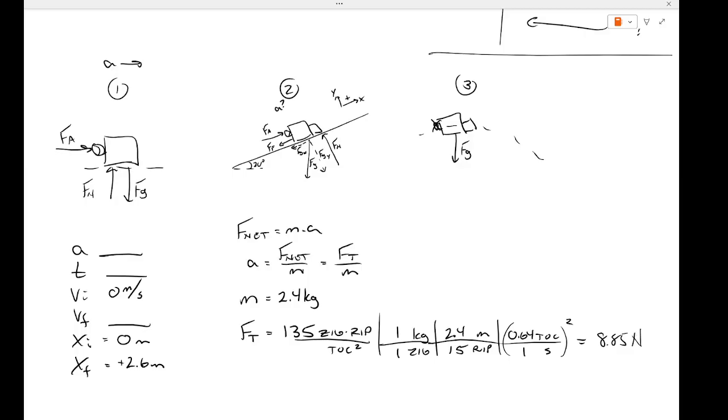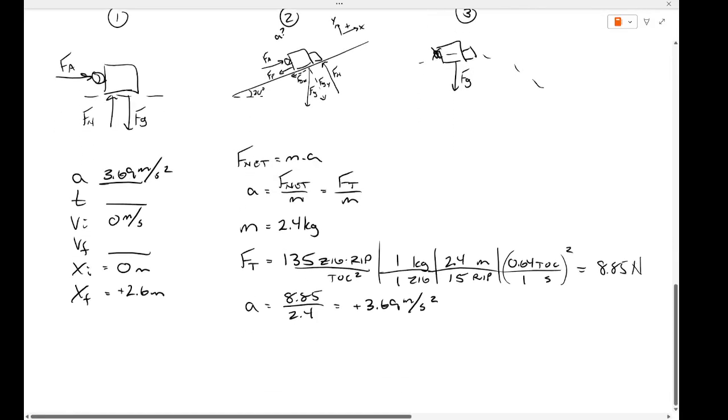So at this point, I can calculate my acceleration. My acceleration is going to be 8.85 newtons divided by the mass of 2.4. And that's going to give me an acceleration value of 3.69 meters per second squared. So I'm going to put that in here, 3.69 meters per second squared.